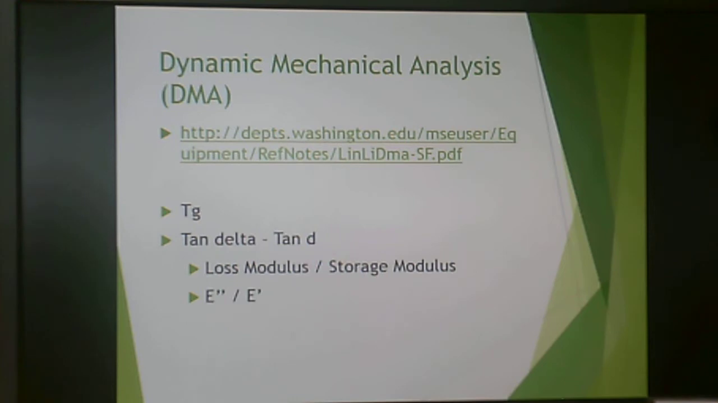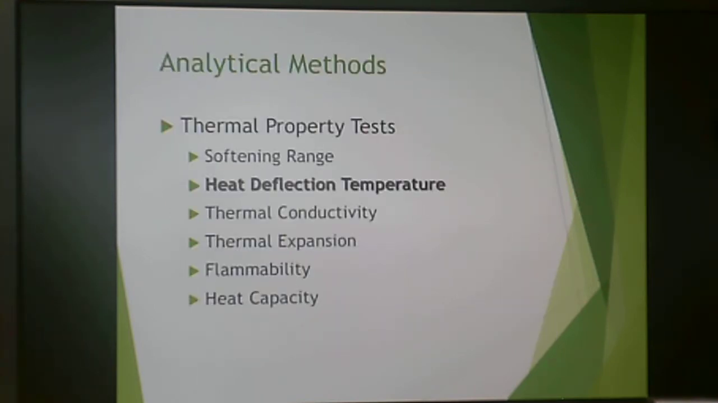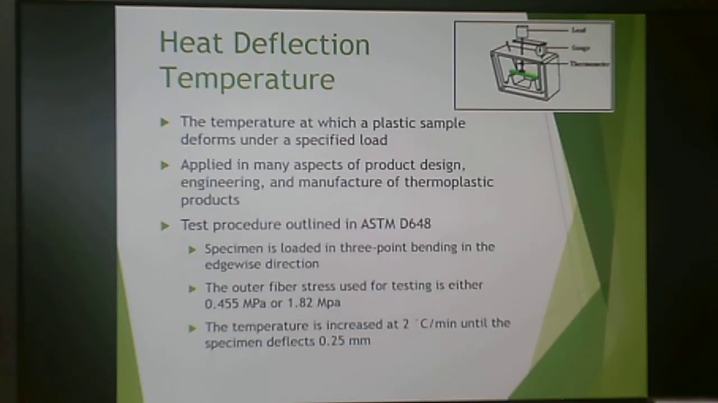I'm not going to talk about dynamic mechanical analysis too much, but you can also get glass transitions from the dynamic mechanical analysis as well as some tensile properties like loss modulus or storage modulus. Other things we look at are thermal property tests like heat deflection temperature. This is usually where you see the softening of a material. It is the temperature at which a plastic sample deforms under a specific load.